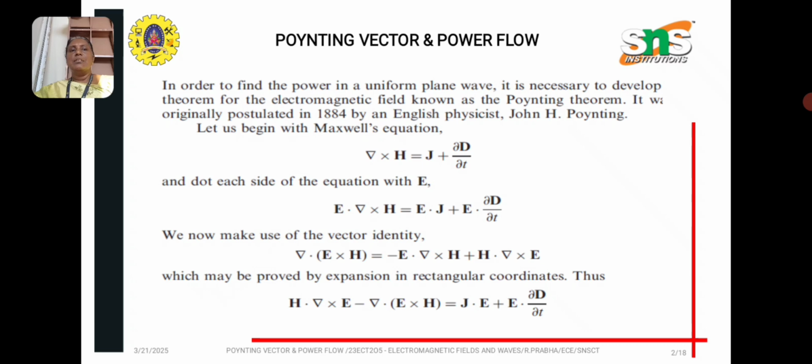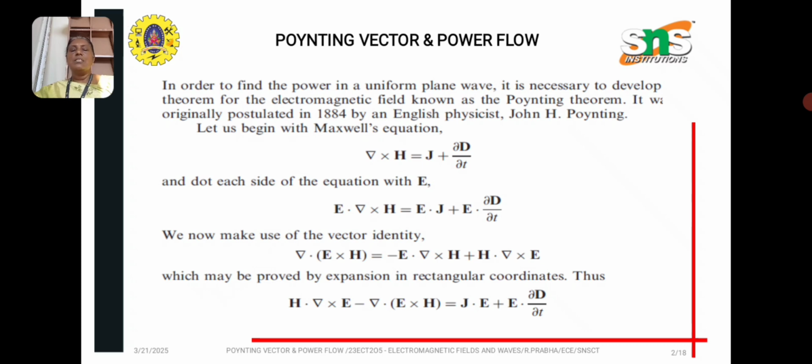So, whenever there is a uniform plane wave, to find the power, it is necessary to develop a theorem for the electromagnetic field, and the theorem is called the Poynting vector or Poynting theorem. It was originally postulated in 1884 by an English physicist, John H. Poynting, so this is called the Poynting theorem, and the vector derived from this equation is called the Poynting vector. Now this Poynting theorem is derived from Maxwell's equations.